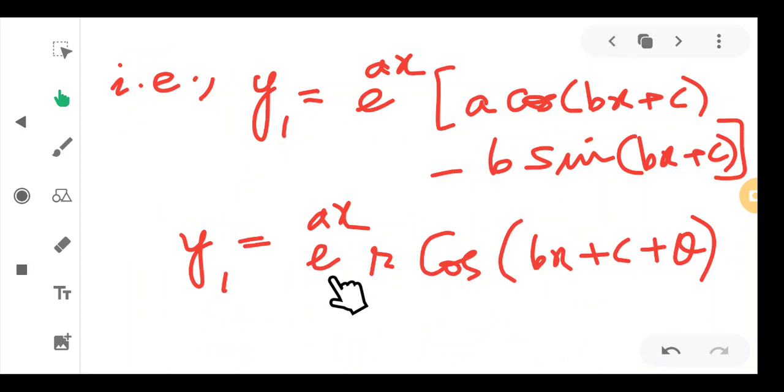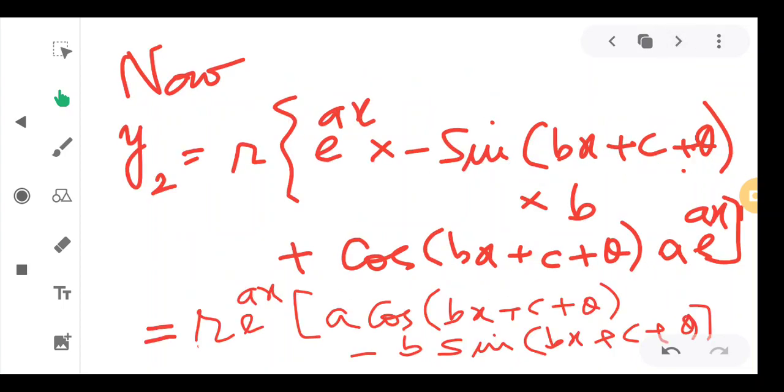Now let's proceed to finding y2. You have to differentiate this one. This r is a number which is a constant. We have to differentiate e raised to ax into cos(bx plus c plus theta) again. So you have to apply the product rule again. First function is e raised to ax. Derivative of the second, that is cos, is again minus sin(bx plus c plus theta) times the derivative b. So first function into the derivative of the second, plus the second function, cos(bx plus c plus theta), into the derivative of the first, which is a e raised to ax.